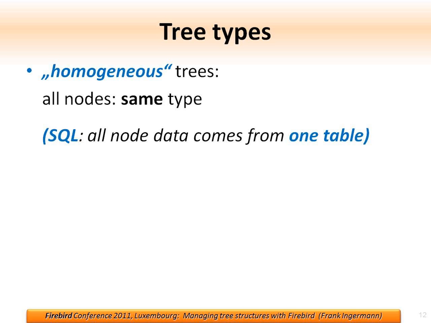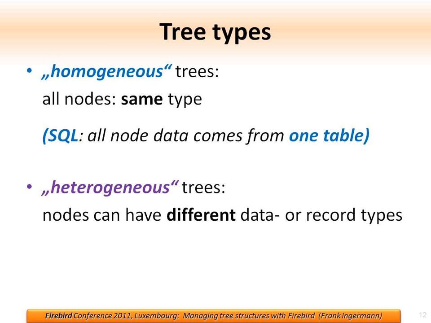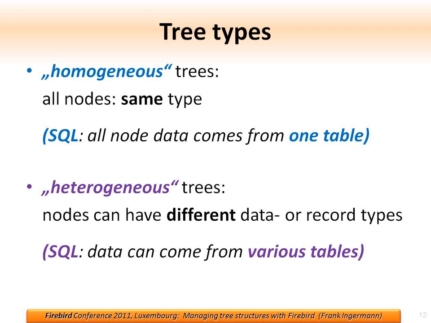In SQL, you would say that a homogeneous tree is the tree where all node data comes from the same table. And then you have what we call heterogeneous trees. So you can have different elements as nodes throughout the tree. And this means that all of those nodes have different data, or record types, or object types, or whatever. And in SQL, obviously, this would mean that the data actually inside those nodes is spread throughout various tables in your database.